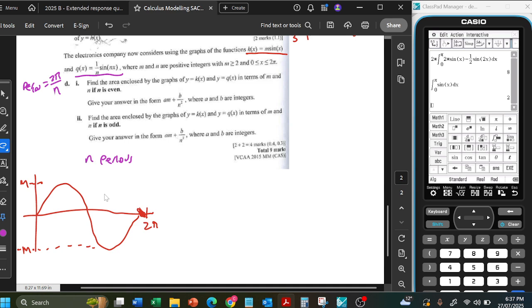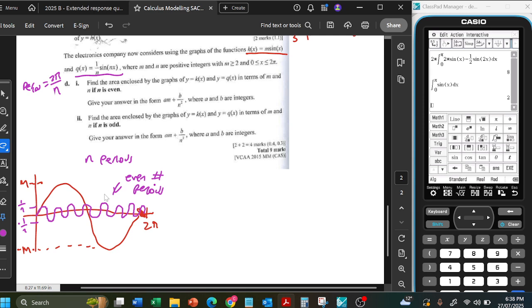And also the amplitude is much lower. So in other words, we're going to have something that looks something like this. Okay. And that graph of q(x) is going to have a maxima that will be 1 over n. So in other words, it's got an amplitude of 1 over n, and its minima is negative 1 over n. And of course, we know that this is going to be an even number of periods. Okay, so that's our context here.